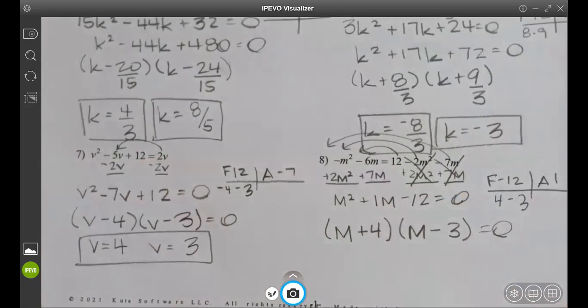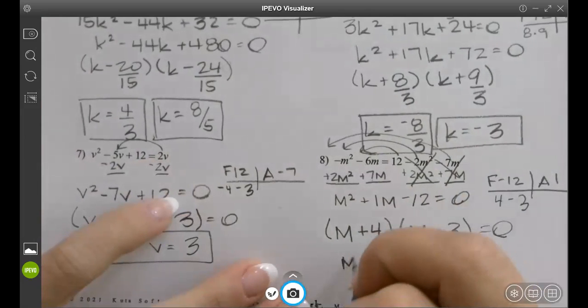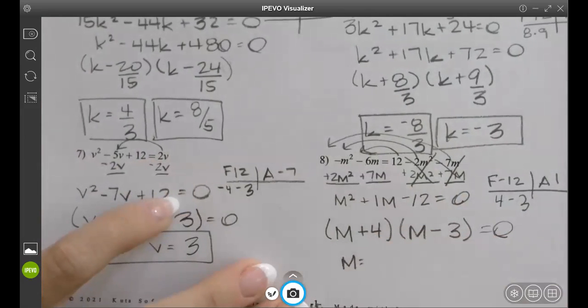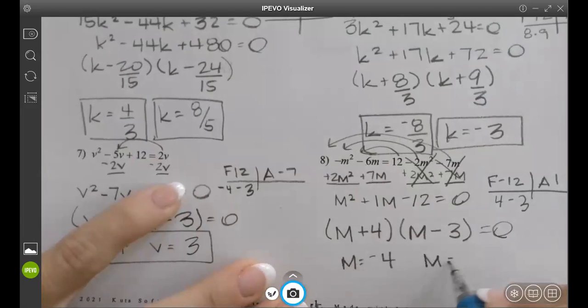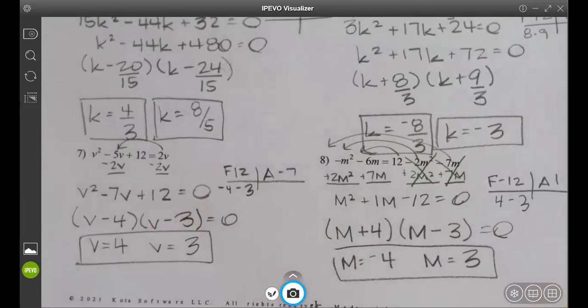So then what are your two answers? Negative 4 and positive 3. Positive 3, because it was a minus 3 here. Just remember to change the sign. All right. Any questions on the front page? We just have a couple more of these, and then we have square roots, and then we have quadratic formulas.